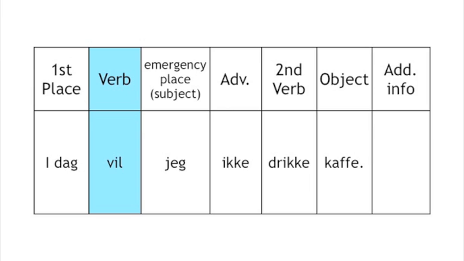So let's try to fill up all the places in the sentence. For example, idag vill jag ikke drikke kaffe. And let's add still some more information at the end of the sentence, like additional information about the place. For example, här. Idag vill jag ikke drikke kaffe här. So how should you learn this? If you think it's too difficult to remember, like first place, verb, subject, adverbial, and so on, then it might be easier for you to just remember an example sentence, like this one. Idag vill jag ikke drikke kaffe här.